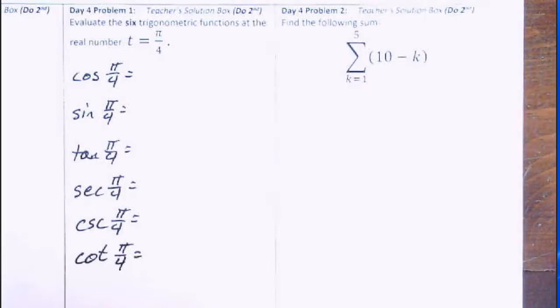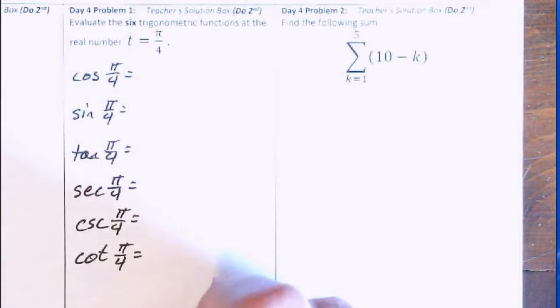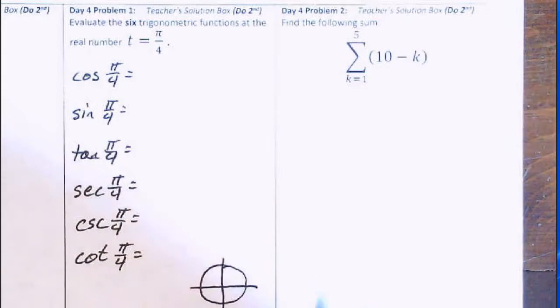What the pi over 4 is in this problem is an angle. And to help us find these values, we can think of our angle being on an x and y axis that's built on a unit circle. So if we had a circle on the y-axis and the x-axis, if the radius of the circle is 1, then that's called a unit circle.